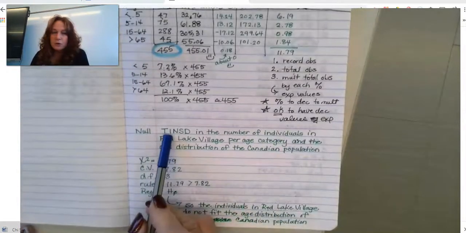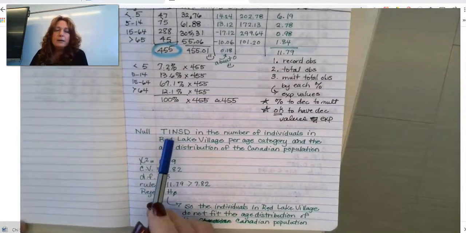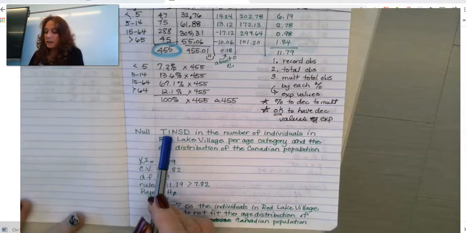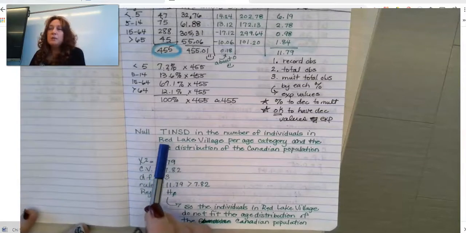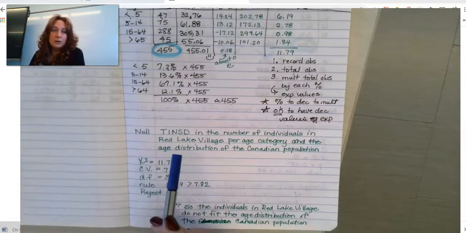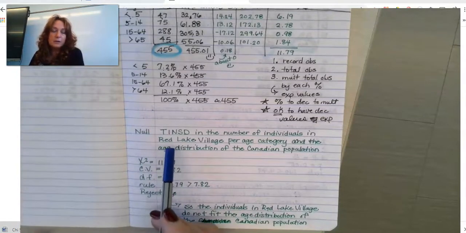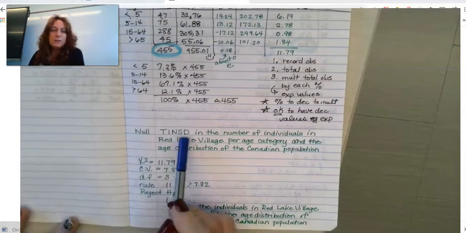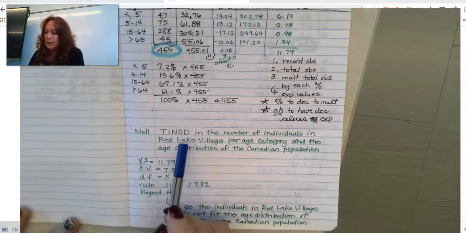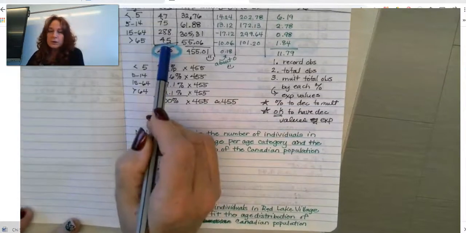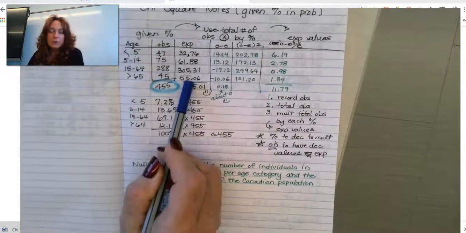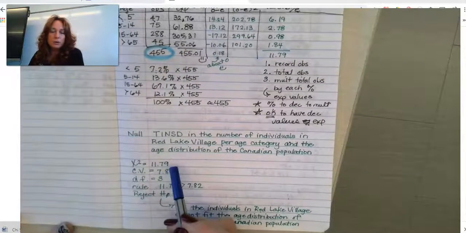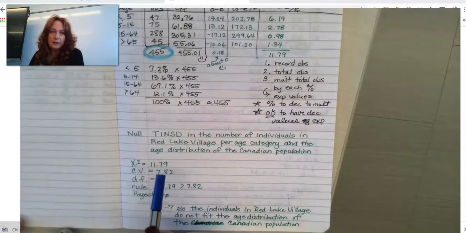And here's what I wrote for my null. I try to put as much detail as possible into the null, just because the basic null is that there's no significant difference between what you observed and what you expected. But you need to be a little more precise than that. It needs to reflect what's going on in this actual problem. So if you wrote that general one, you wouldn't get credit for it in May on the exam.